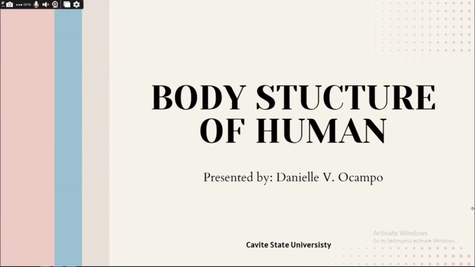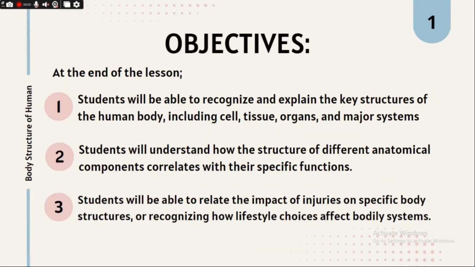So today we will discuss the body structure of humans. Before we begin, here are some objectives of the lesson. At the end of the lesson, students will be able to recognize and explain the key structures of the human body, including cells, tissues, organs, and major systems. Students will understand how the structure of different anatomical components correlates with their specific functions. And lastly, students will be able to relate the impact of injuries on specific body structures or recognize how lifestyle choices affect bodily systems.